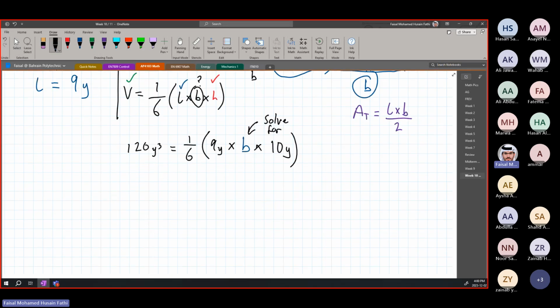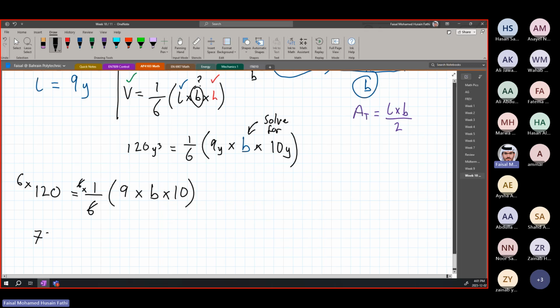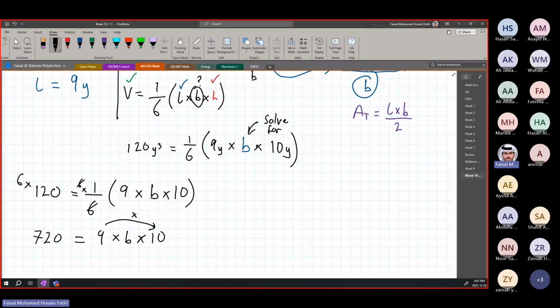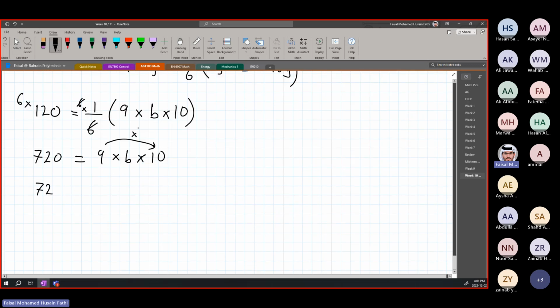Now it's just basic algebra. So we have 120 is equal to 1 over 6 times 9 times B times 10. We multiply both sides by 6 to cancel out the 6. So we get 6 times 120, which is 720, equal to 9 times B times 10. We can do the 9 times the 10 directly, so 720 is equal to 90 times B.